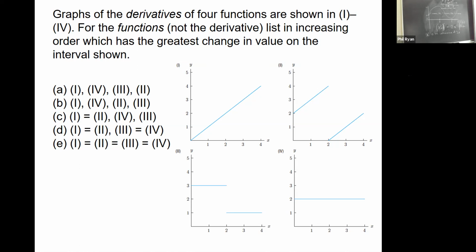How do we answer this question? How do we get change in the function from the graph of the derivative? We take the interval, so we look at the area under the curve. Another way of saying it is: arrange in increasing order the area under the curve of these functions. So that's a question that you can answer. What's the area under this graph?